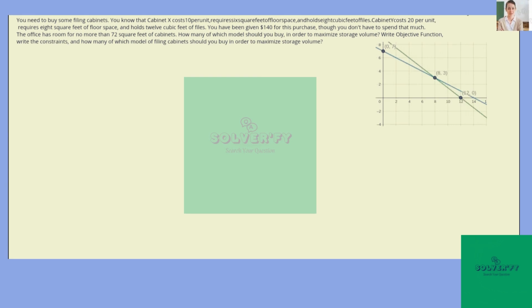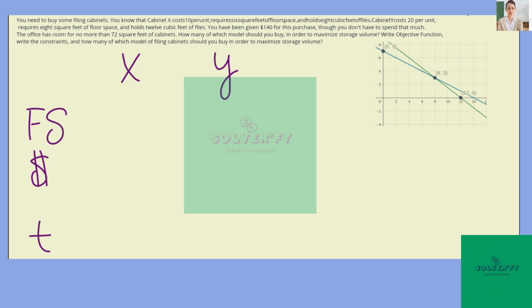So here we want to figure out our maximum storage volume. In order to write in our objective functions and constraints, I like to make a table. I know that I have cabinet X and I have cabinet Y, and my constraints are floor space and the cost, and then for my objective function I'm talking about my storage volume or my number of tiles.